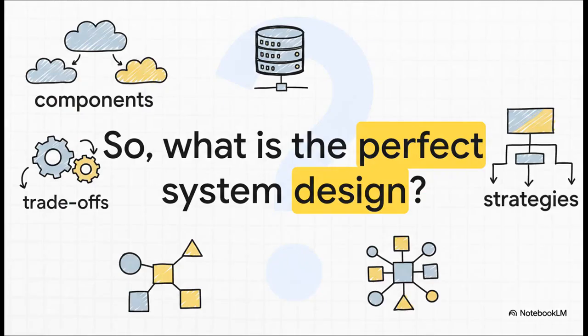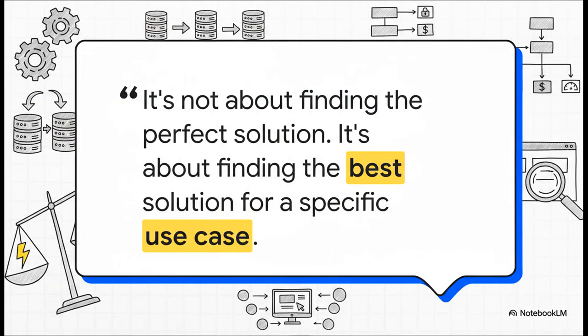This all brings us to the ultimate question in this whole field. After learning about all these components and the trade-offs and these strategies, what does the perfect one-size-fits-all system actually look like? And the answer is, there isn't one. The real core philosophy of system design is that every single decision is a trade-off. The goal is never to build some mythical perfect system, it's to deeply understand the specific problem you're trying to solve and then make the best possible choices to meet those needs. And that is the art and the science behind every single click.